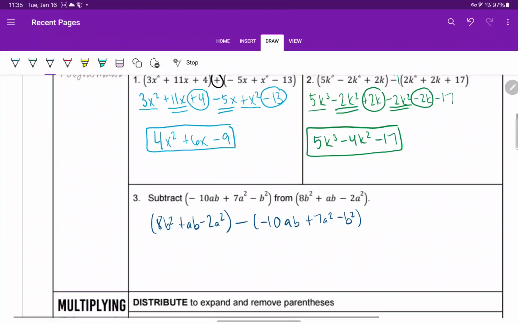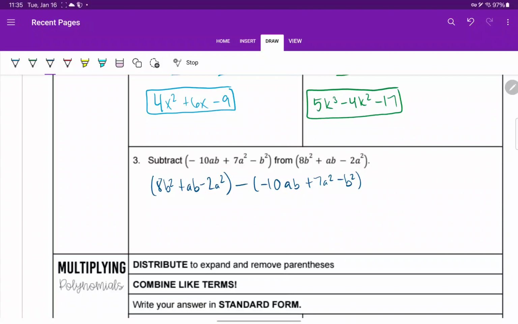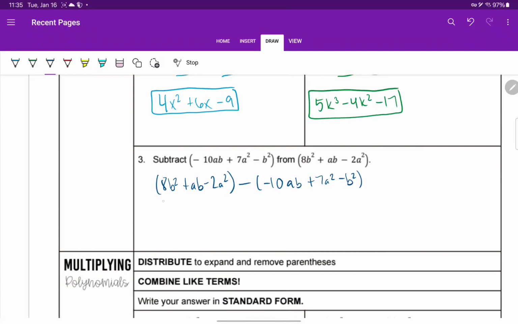And this looks like the second one where we just distribute the negative and then we combine like terms, so we're going to do the same thing here. There's nothing in front of the first set of parentheses, so we're going to drop the parentheses: 8b squared plus ab minus 2a squared. Here we're going to distribute that negative 1, so that becomes positive 10ab. That becomes negative 7a squared, and this one becomes positive b squared.